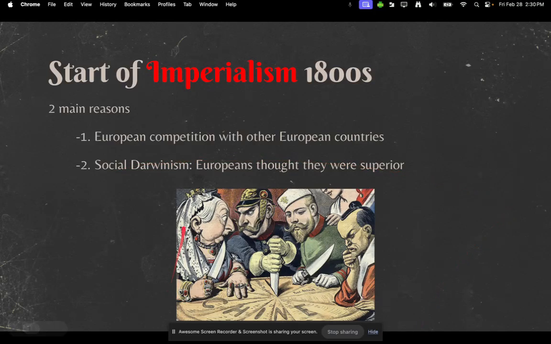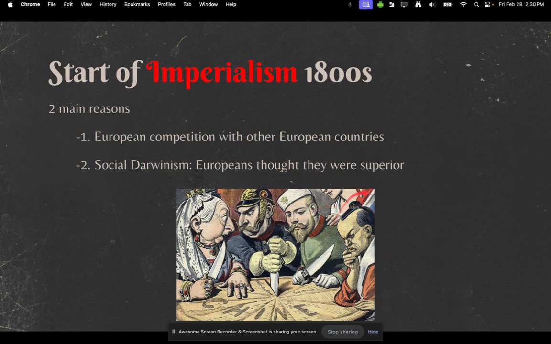So this political cartoon is a very famous cartoon in the imperialism era. As you can see here, this kind of pie is supposed to be China. And then around here, we have a bunch of European leaders, and they have knives. They're kind of fighting over what chunk of the pie they get, or what chunk of China they get.